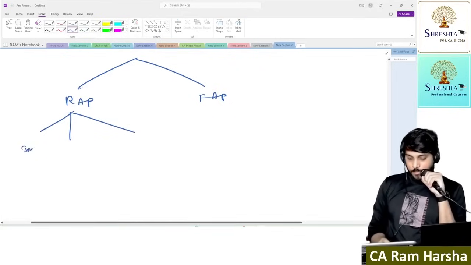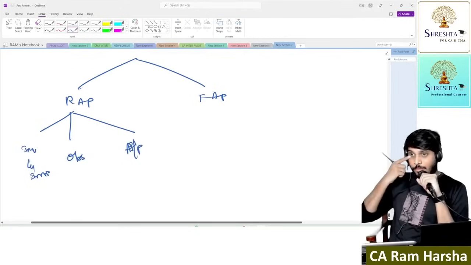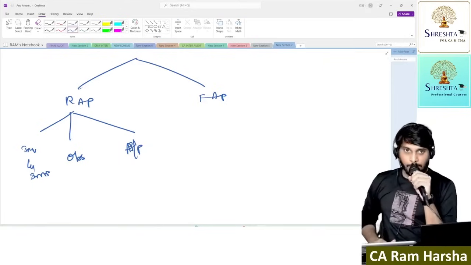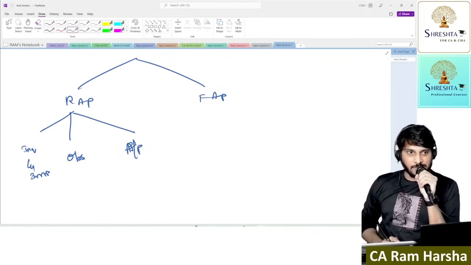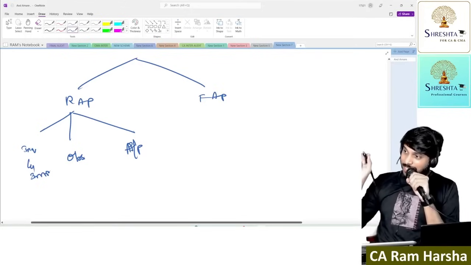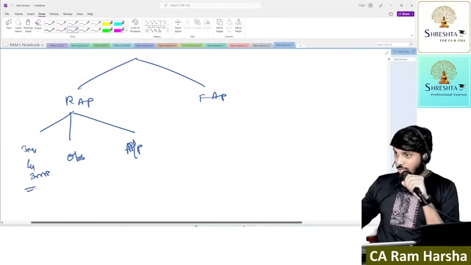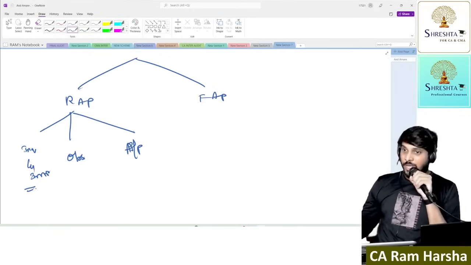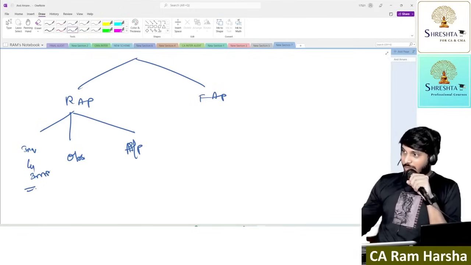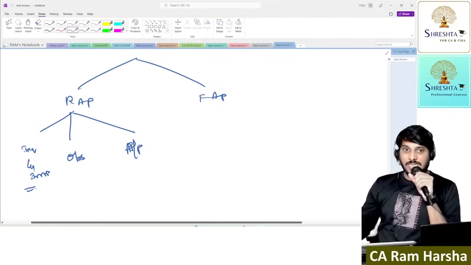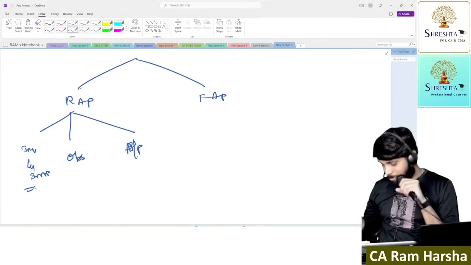It includes inquiry and inspection, observation, and analytical procedure. These three. Risk assessment procedure includes what? They'll ask you this question: what is risk assessment procedure? Definition. The matter is different; you will find this matter in risk assessment. You inquire of management, you inquire of the audit committee, you inquire of internal auditors, and you inspect minutes of the meetings. Through this, you will understand what are all the risks the company is facing.